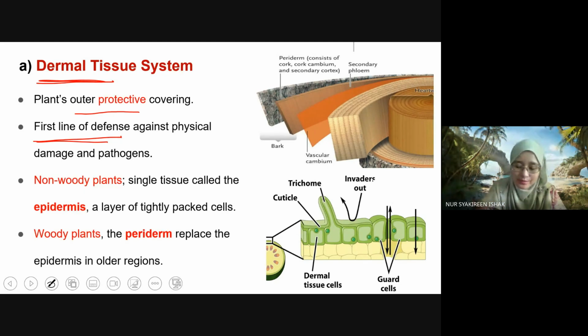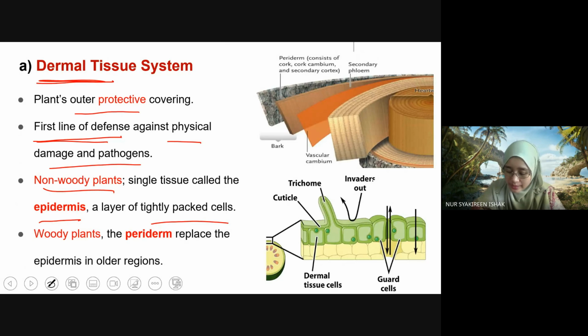Okay, first line defense prevents the entry of pathogen into the organism. And so first line defense against physical damage and also pathogen. Okay, so and then for non-woody plants, okay, so single tissue called the epidermis, a layer of tightly packed cell.